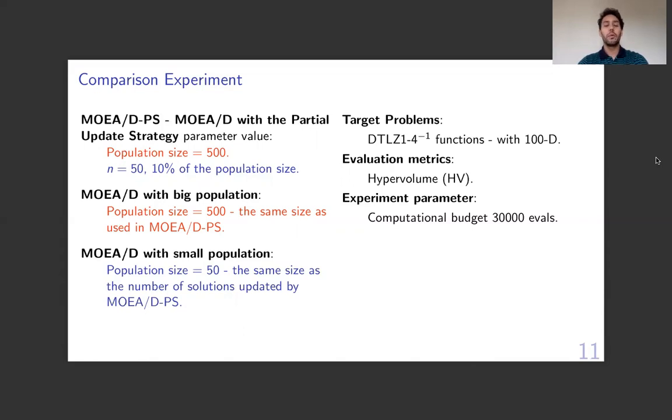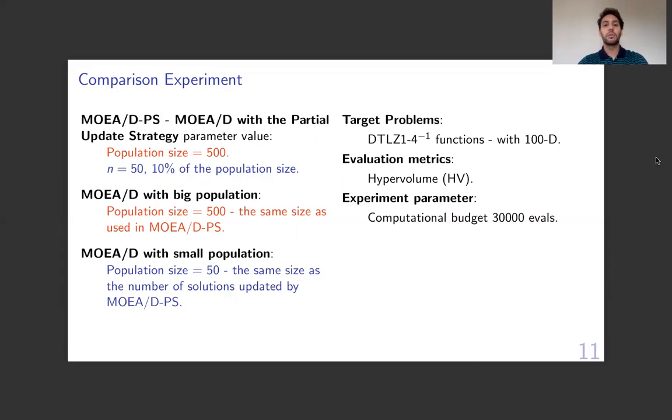We compare it with MOEAD with a big population. In this case, the population size is 500, the same as MOEAD PS. And we also compare MOEAD with a small population size. In this case, the population size is 50, the same size as the number of solutions updated by MOEAD PS.